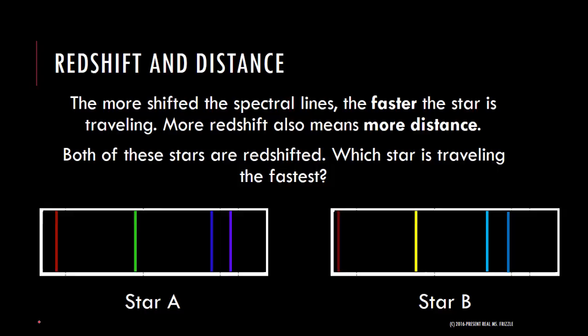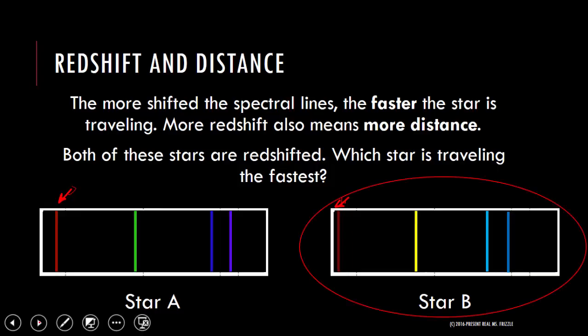All right, last thing we got to talk about. The more shifted the spectral lines are, the faster that the star is moving. So more redshift means more distance away from us. So both of these are redshifted. Both of them have moved towards the red end of the spectrum. But which one would you say is traveling the fastest? Hopefully you said star B. It's moving a little more towards the left. These ones are shifted a little more than what they started with.